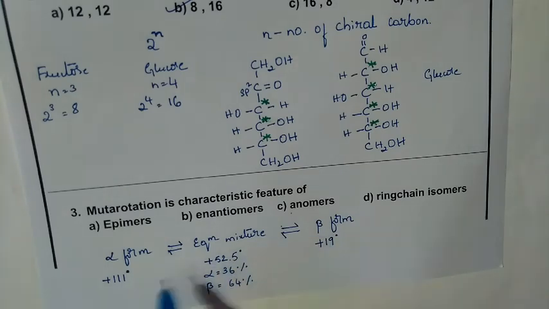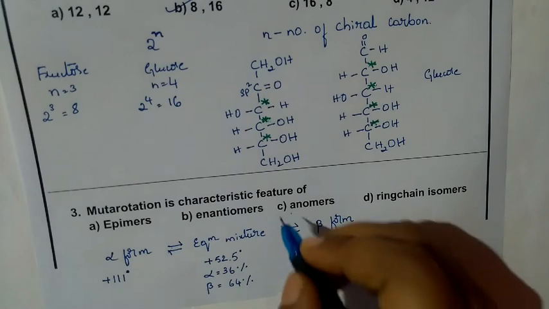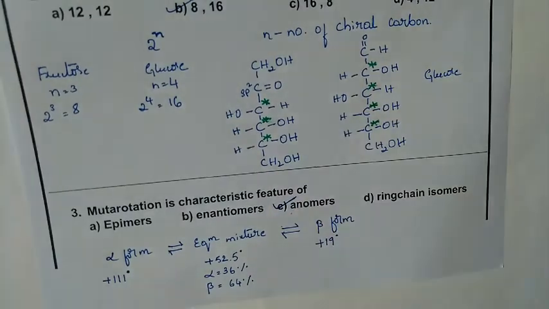Alpha form and beta form means the configuration around all carbons is the same except the first carbon atom. In the first carbon atom, if OH is on the right side, then it is alpha form. If OH is on the left side, then it is beta form. I hope it is clear. And those are specifically called anomers.